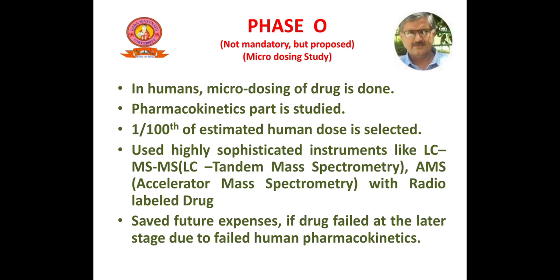The first phase is phase 0, although phase 1 is there, but this phase 0 is based on the experience, based on the failures of so many new drugs at the advanced stage. So phase 0 is not mandatory, but it is proposed. It is the microdosing study. In humans, microdosing of drug is done, and basically here we study the pharmacokinetics part.